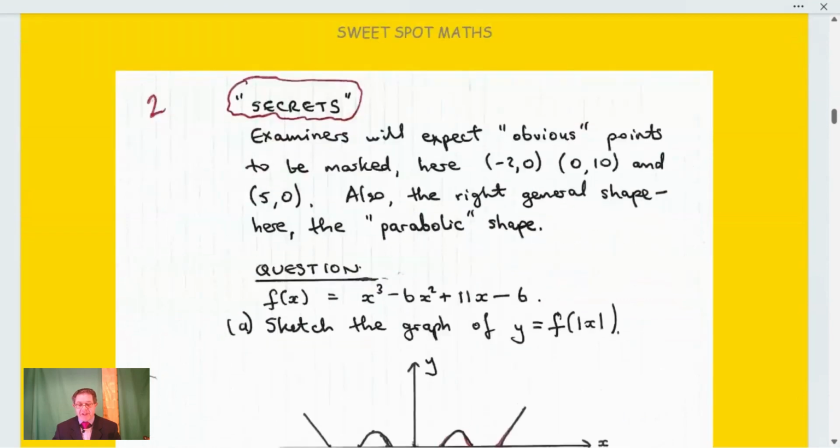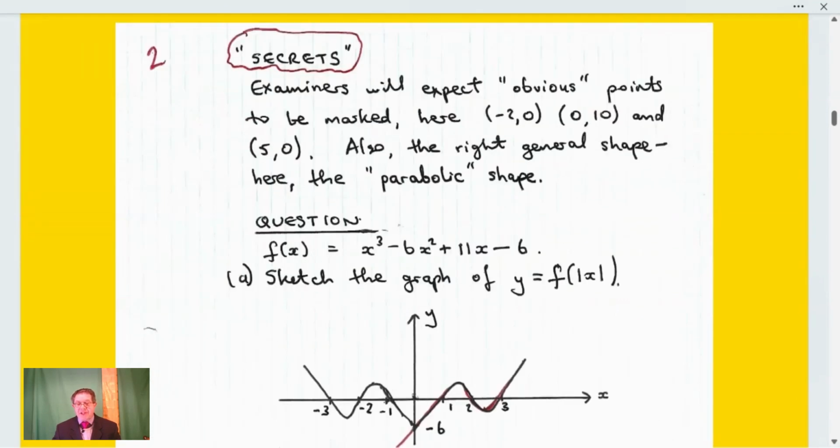Exam secrets. For this question, examiners will expect obvious points to be marked. So here that would be the axis intercepts. And they will also expect the right general shape. What that means depends a little bit on the exact question, but here the general parabolic shape. So in the center, the U shape, the symmetry, and the maximum turning point.